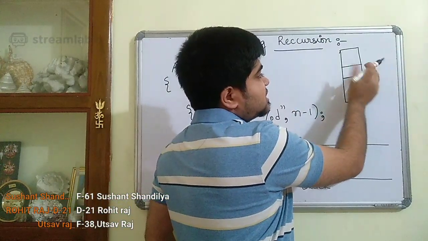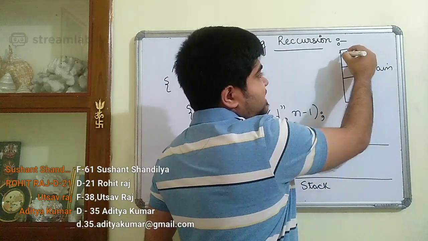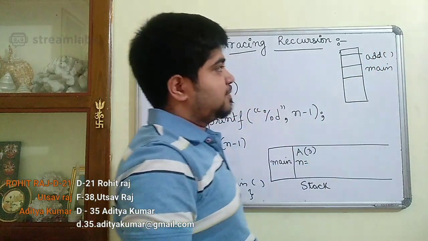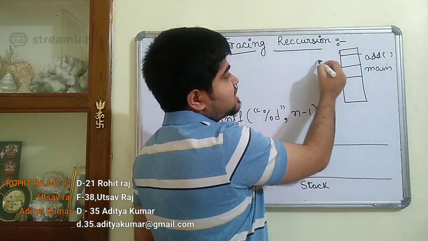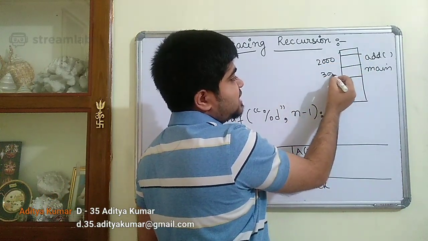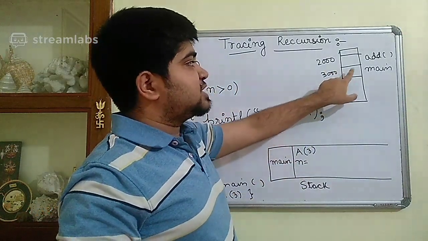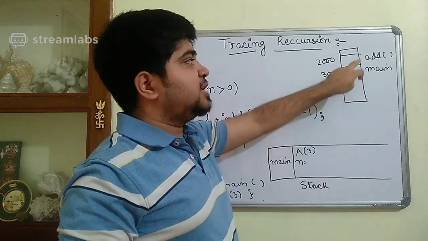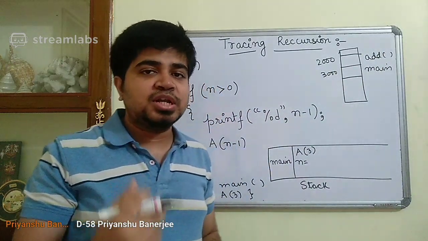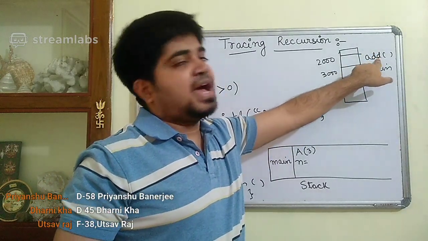Say suppose this part is the main function, and this part is a function called the add function. This add function starts from the address 2000 and the main function is at 3000. It might be the case, it doesn't matter. This main function will be using the add function, so for this task it will simply call the function add.